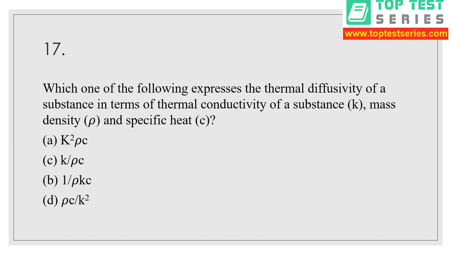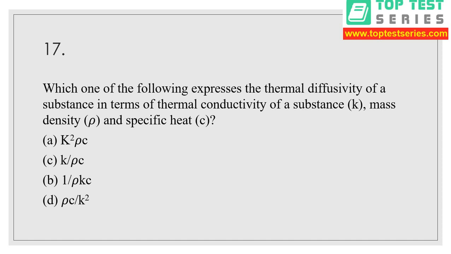Question number 17. Very interesting question, right? Which one of the following expresses the thermal diffusivity of a substance in terms of thermal conductivity of a substance? K, this is not Kelvin, this is K, the thermal conductivity. Then density rho, and specific heat that is Cp or Cv, right?